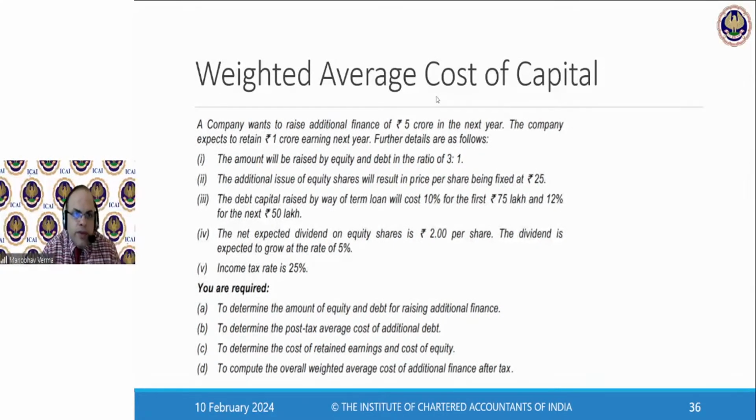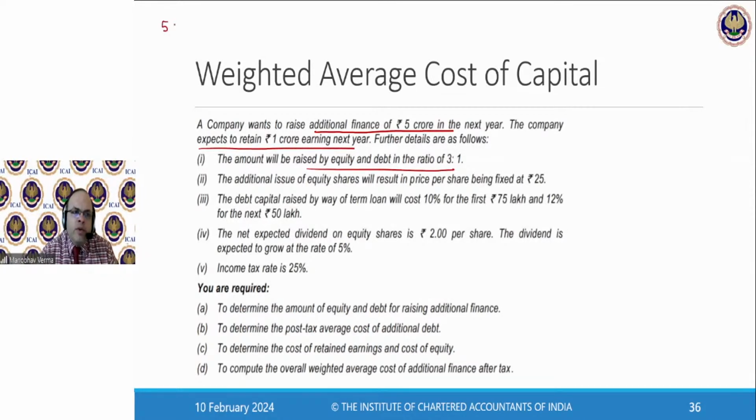This is a very interesting question, because many students get confused. And I think I'm getting two responses. I'm getting 3.75 and 1.25. I'm also getting 3 and 1 as an answer here. Now, let's see how we attack this. We have to raise additional capital of 5 crores. The company expects to retain 1 crore of earnings next year, and they have to raise the equity and debt in the ratio of 3:1.